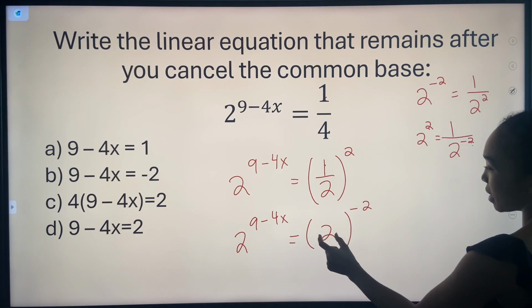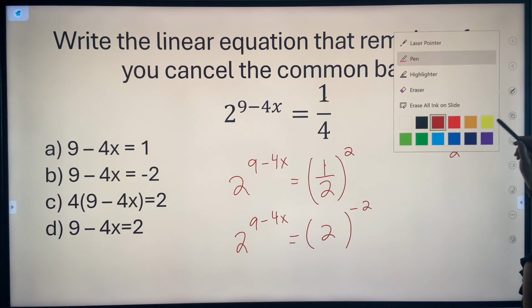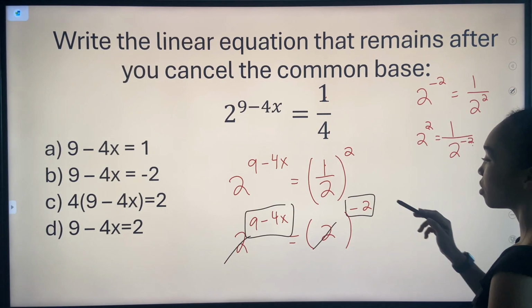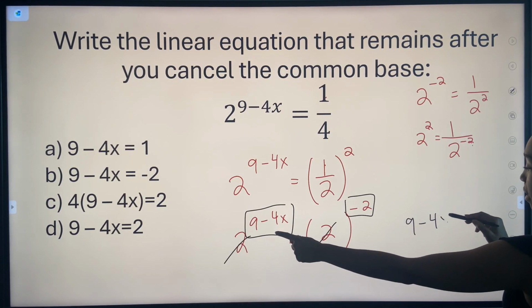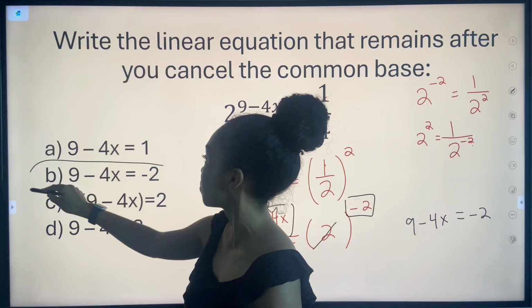Okay, so now my base is matched. I have 2 to the power of something and 2 to the power of something. So you can just cancel out your bases and you set this part equal to each other. So you have 9 minus 4x equals negative 2. And that is this one.